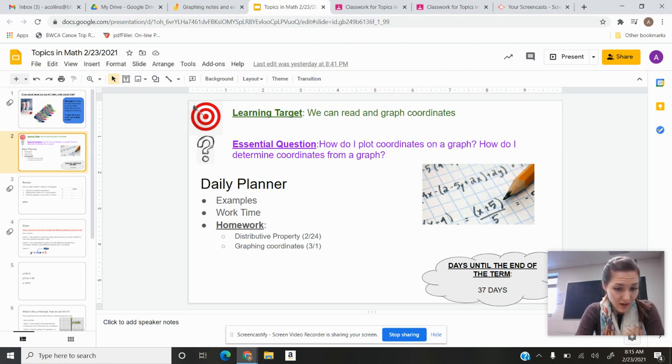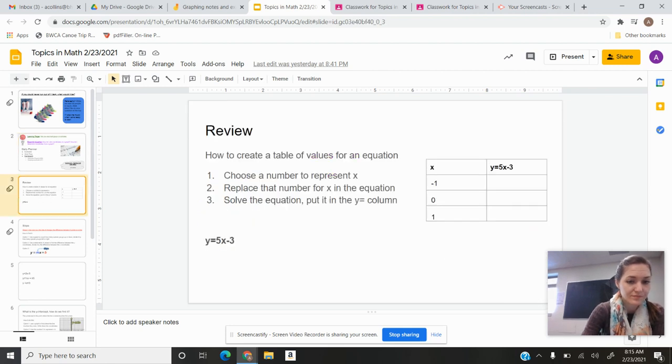graphing coordinates assignment. Remember that graphing coordinates assignment from yesterday will be due March 1st, and the distributive property assignment from last week is due tomorrow, the 24th. And you guys have 37 more days till the end of the term or until spring break, and you have 4 more school days left of this midterm. So your midterm grades will be due on March 2nd, so you only have 4 more school days to get your grades exactly where you want them to be for midterms.